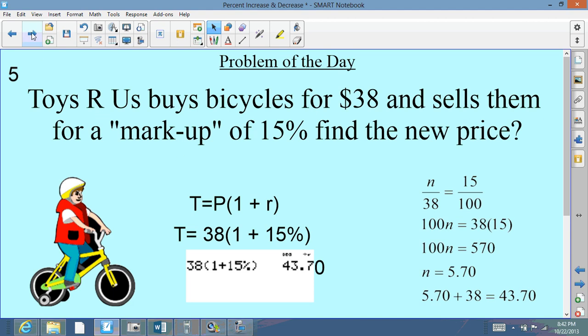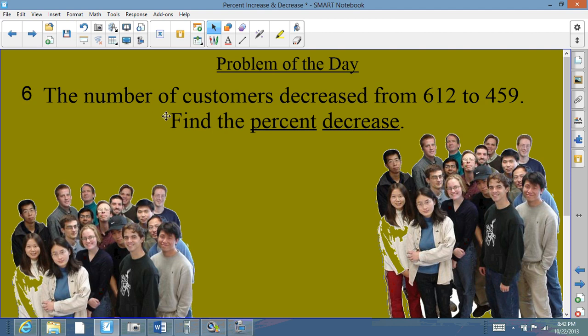So let's try another one. The number of customers decreased from 612 to 459. Find the percent decrease. So we know they're decreasing. So it went down from 612 down to 459. That's our decrease. Let's find out how much that is when we subtract.